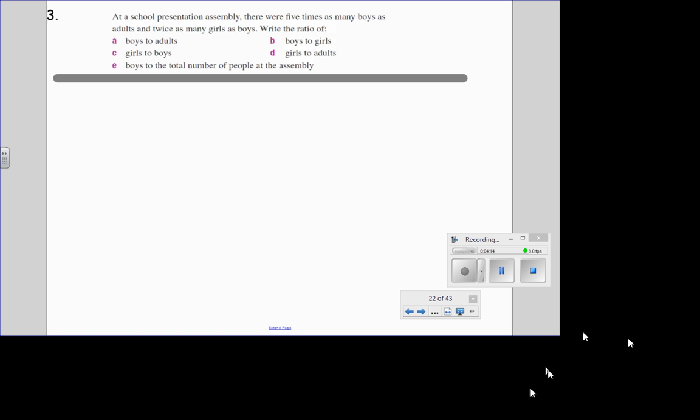So here's an example from a word problem where we actually have to set up our own ratios. At a school presentation assembly, there were 5 times as many boys as adults. So automatically, I'm seeing this ratio of boys to adults. So I'm going to write down B to A, and there were 5 times as many boys as there was an adult. So for every adult, we had 5 boys present at the assembly. And twice as many girls as boys. So my girl to boy ratio means that I have twice as many girls for every boy. So one boy would make 2 girls there, okay?